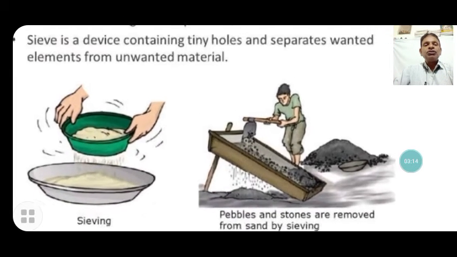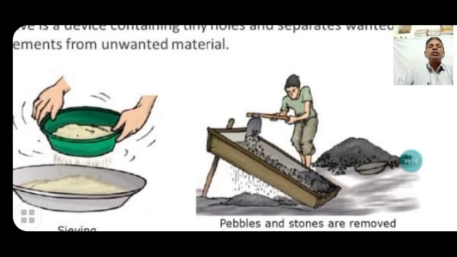You can see the fluid is separated from the unwanted materials that are mixed with it, and the sand is also separated out from the pebbles, the unwanted material, and fine sand may be separated through the holes of the sieve. This is an example of the sieve.